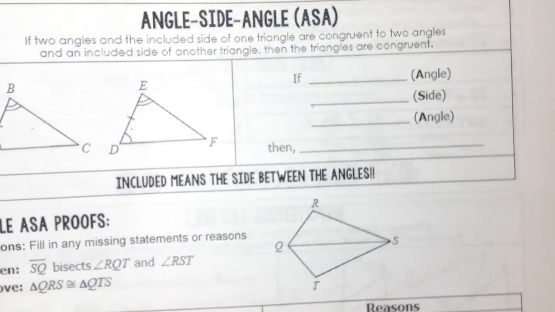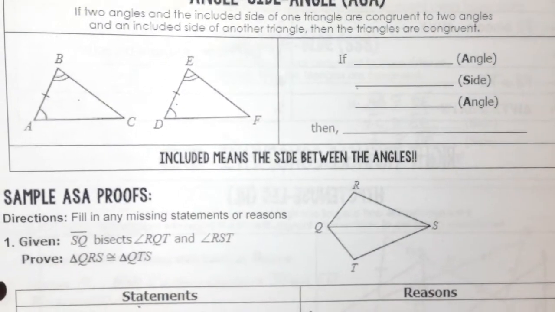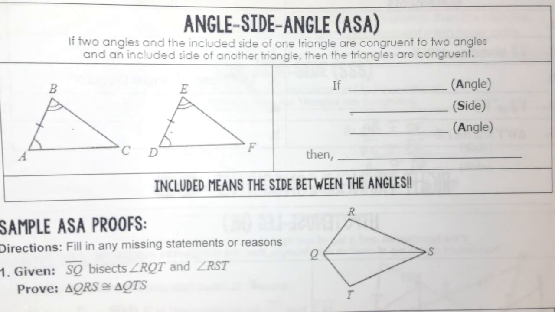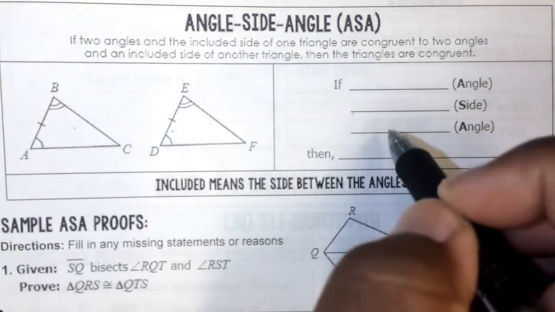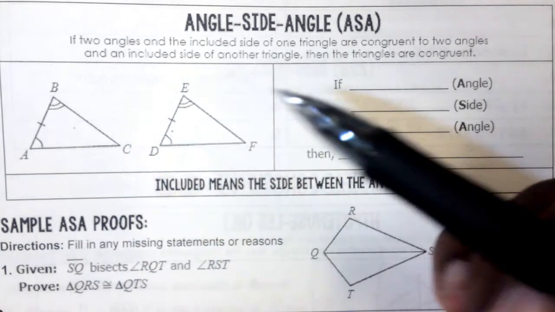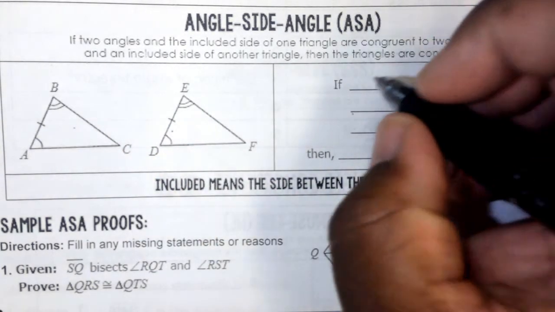This is angle side angle. Alright, at the top, if two angles and an included side of one triangle is congruent to two angles and an included side of another triangle, then the triangles are congruent. So, we're just going to show that over here. They got it marked angle, side, angle over here. We're just going to write it out.